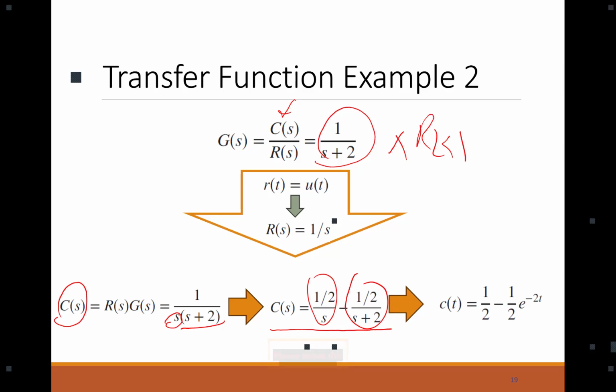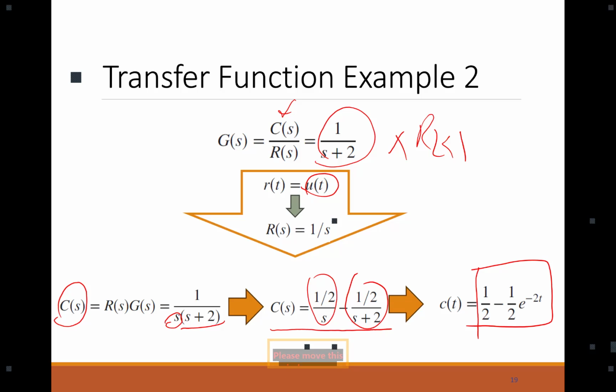So now this is the function that you are going to see if you have a circuit whose transfer function is this and you input a step voltage as an input. And this is what you are going to see at the output of your system.